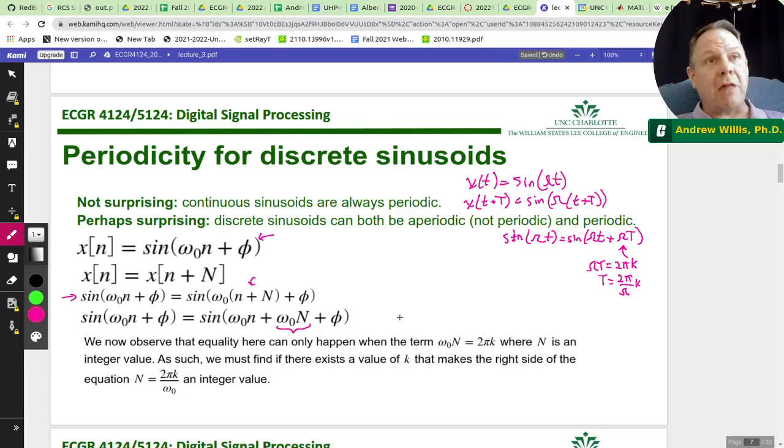Now, in the same exact way that we did for continuous time, we must presume that the product omega naught n is some multiple of 2 pi k. Otherwise, these two things cannot be equal. And in such a case, that implies that the true period, which is capital N in this equation, is 2 pi k over omega naught. Okay? Now, n has to be an integer.